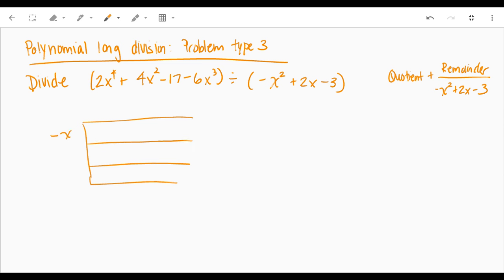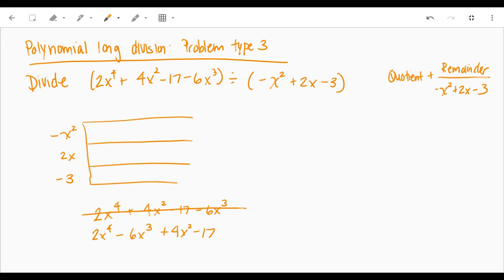So we have negative x squared, 2x, and negative 3. And our goal is 2x to the 4th plus 4x squared minus 17 minus 6x cubed. And we're just going to want to rewrite that. Okay, we want those in order from highest to lowest degree. So we're going to rewrite that as 2x to the 4th minus 6x cubed plus 4x squared minus 17.